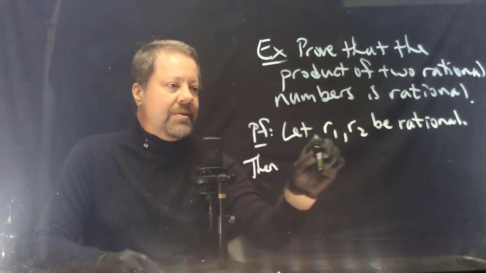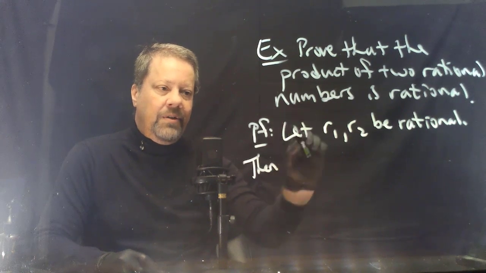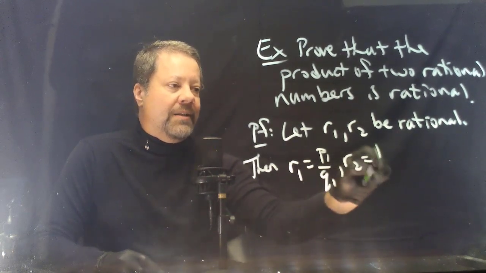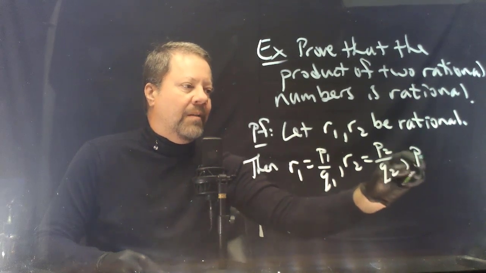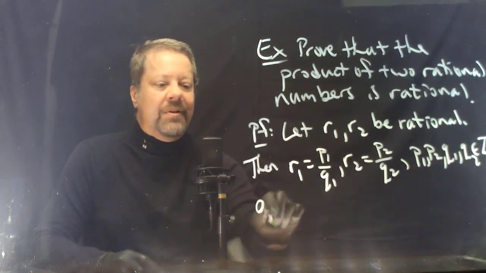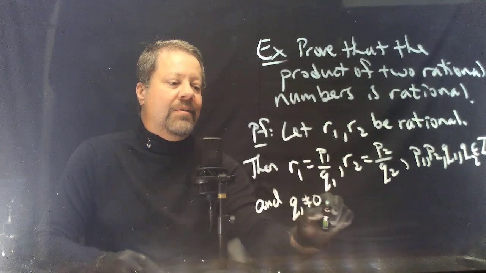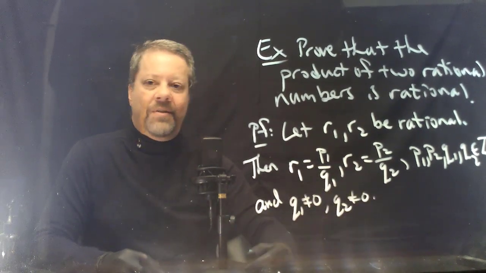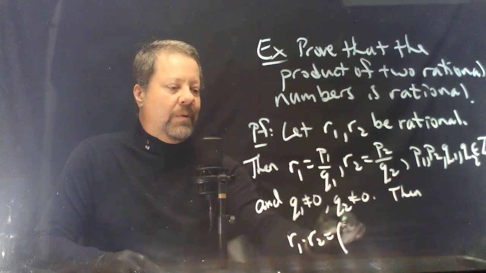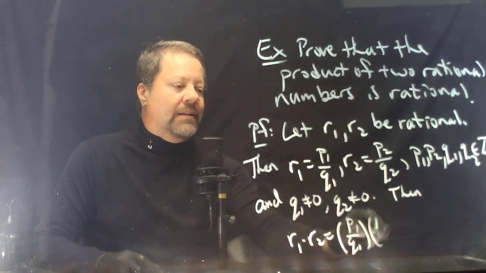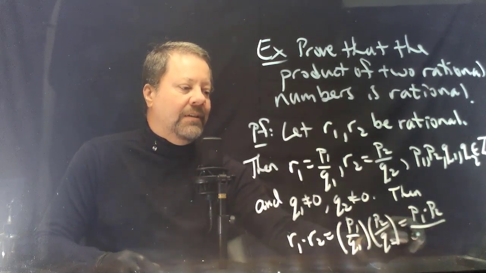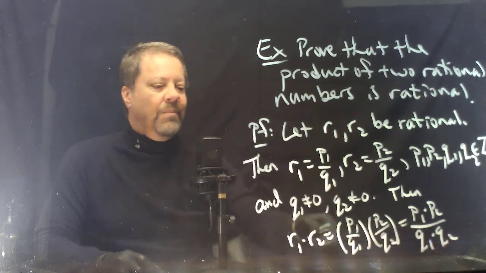Then there exist P1, P2, Q1, Q2, so that R1 is P1 over Q1, R2 is P2 over Q2, where P1, P2, Q1, Q2 are integers, and Q1 is not 0, Q2 is also not 0. Then R1 times R2 will be P1 over Q1 times P2 over Q2, which can be expressed as P1 times P2 divided by Q1 times Q2. You multiply fractions straight across.